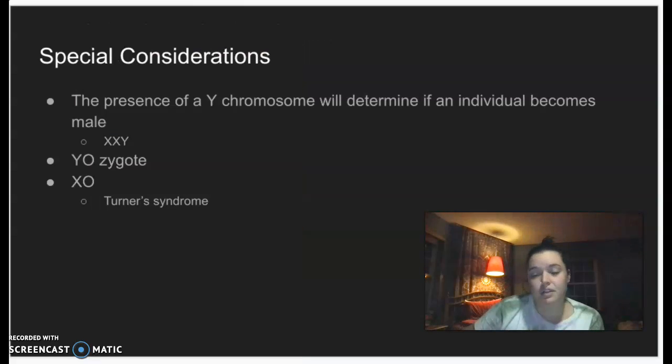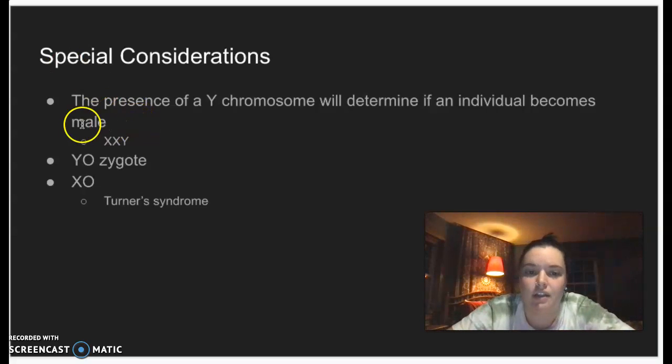And then lastly, I just wanted to discuss some special considerations. So the presence of the Y chromosome is what determines if an individual will become a male. However, there are certain situations where an individual or an embryo will have an abnormal chromosome linkage. So you can have an XXY, which is shown here, and it's noted that even just because there is 2 X's does not mean that it's a female. The presence of the Y chromosome determines that the individual will become a male.